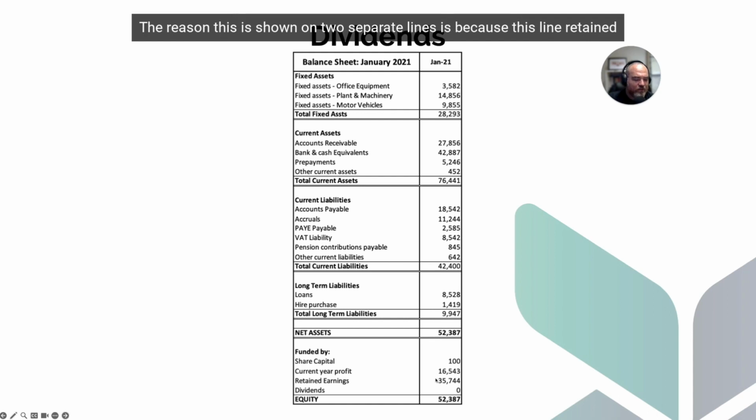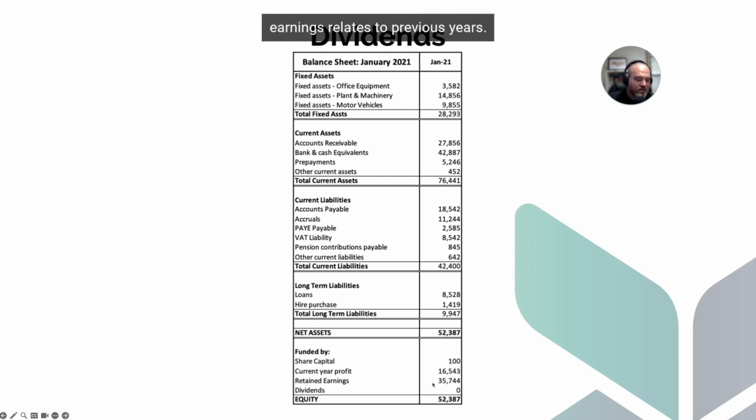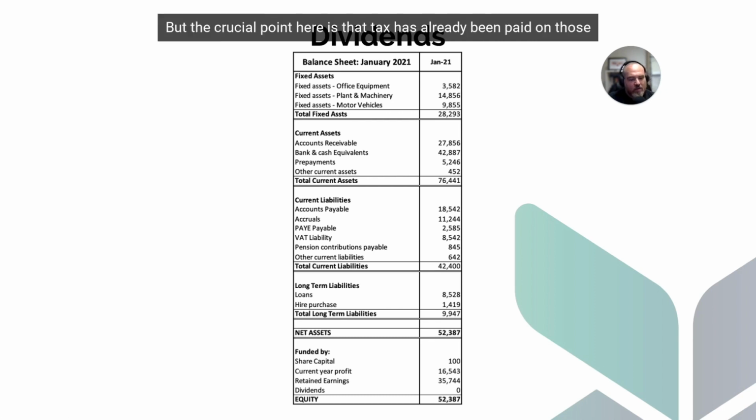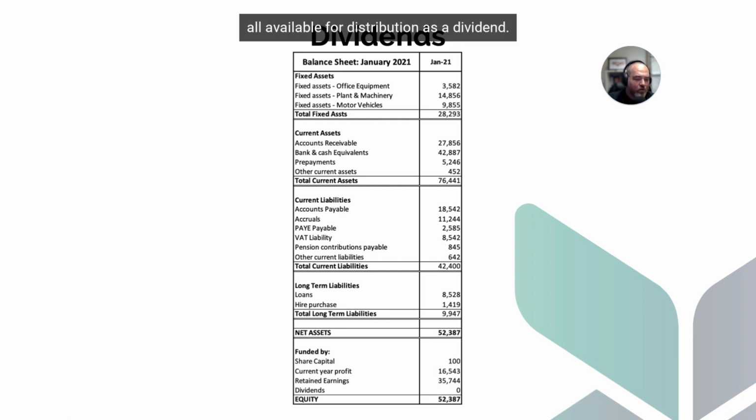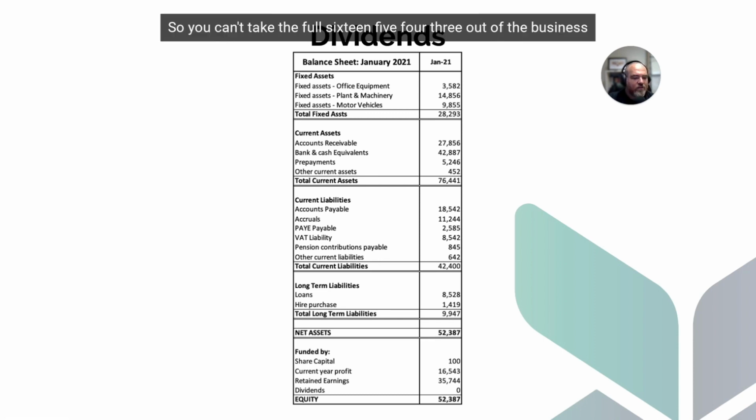That is the retained earnings of the business. The reason this is shown on two separate lines is because this line, retained earnings, relates to previous years. But the crucial point here is that tax has already been paid on those earnings. So that 35,744 is all available for distribution as a dividend. The 16,543 is not. There's no tax paid on that yet, so you can't take the full 16,543 out of the business as a dividend.